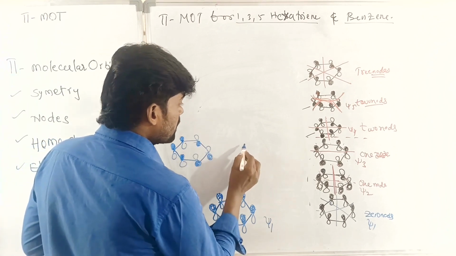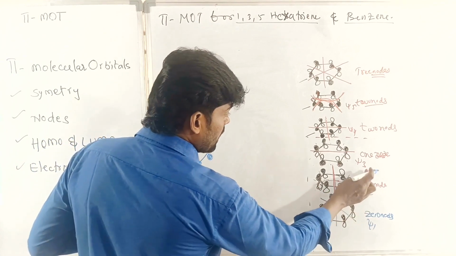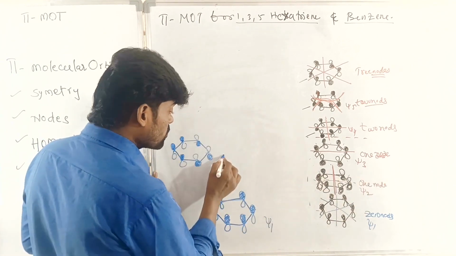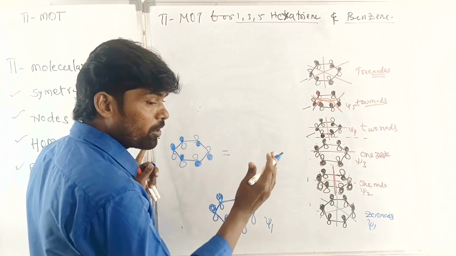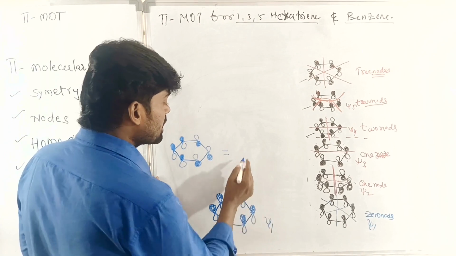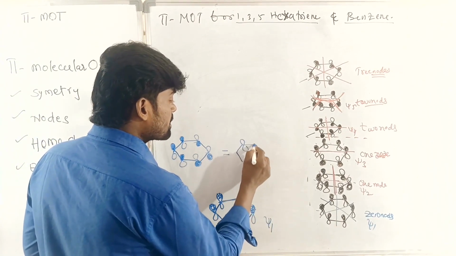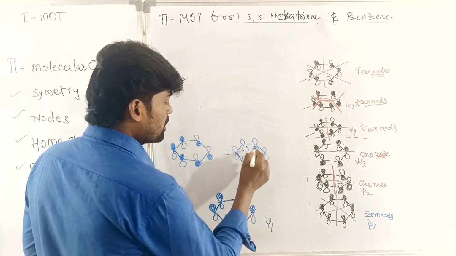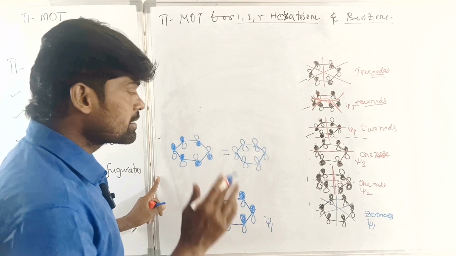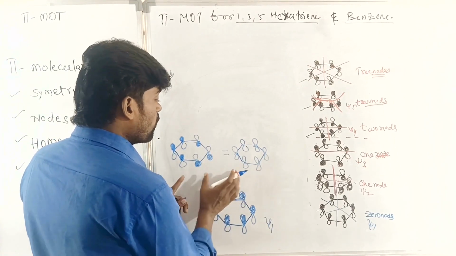And then this has one node, psi 2, and psi 3 also has one node. That's why these two are of equal energy. So these are two degenerate molecular orbitals. They have the same energy. Psi 2 and psi 3 have the same energy. So I am writing in this manner. They are equal.